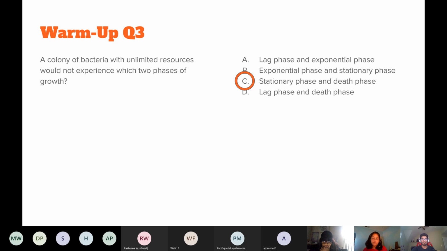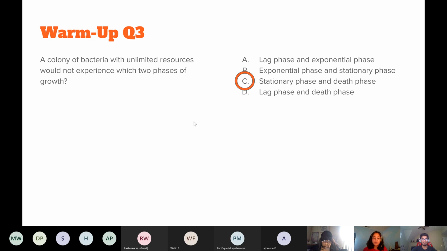So stationary phase is the third phase, and that's when the resources are starting to run out. Think of it like the apocalypse is happening, and so the growth of the colony starts to slow down, stagnate, and plateau. And the death phase is when the resources really run out and the colony starts to die off altogether. So that's the four phases.